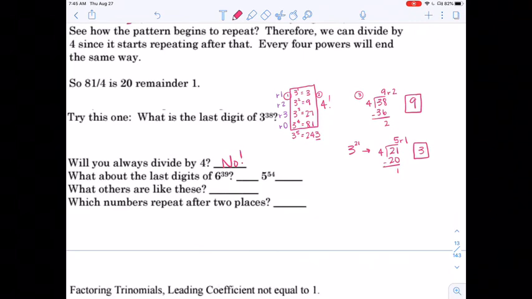What about the last digits of 6 to the 39? So if you go through your 6s, you have 6 and 36 and 216. So all of those are going to end in a 6. The last digits of 5. Now don't think of this as 5, 10, 15, 20. This is 5 times 5 is 25, 25 times 5 is 125, and so on and so forth. So all of our 5s are going to end in a 5. Our 0s work out this way. And then what numbers repeat after 2 places? I know for sure that 4 does, but not everything is going to repeat after 4 pieces.